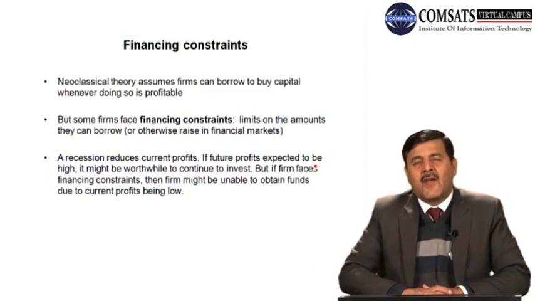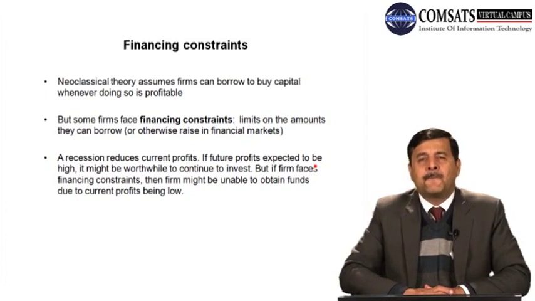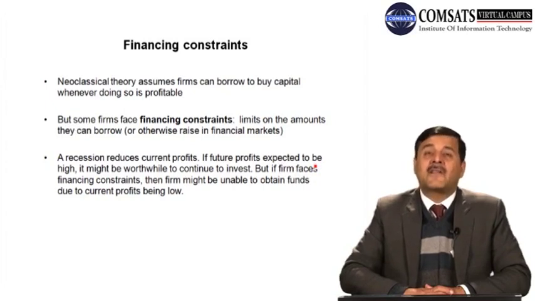The second factor that can affect investment, that can shift the investment function, is the financing constraint. Neoclassical theory assumed that firms can borrow to buy capital whenever doing so is profitable, right? Neoclassical economists say, their theory says, that they assume firms can buy or borrow capital whenever it is needed, whenever it is desired.